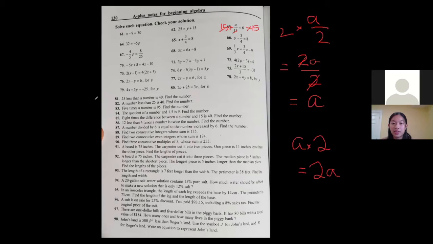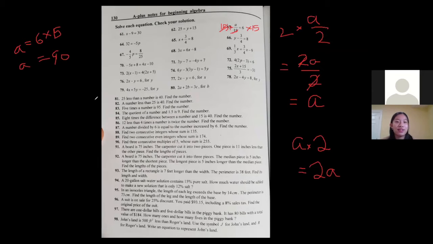Okay, so if we go back to this question here, after we multiply both sides by 15, we get a equals 6 times 15. So I'll write it here. A equals 6 times 15. And then if you do the math out, this will equal 90. So that would be the answer for number 63.